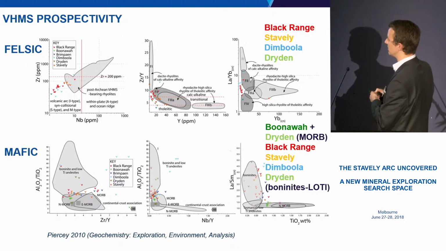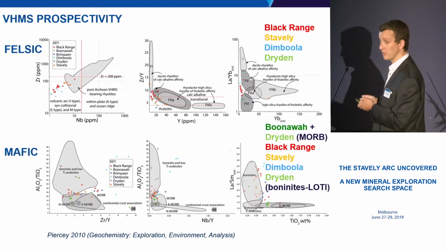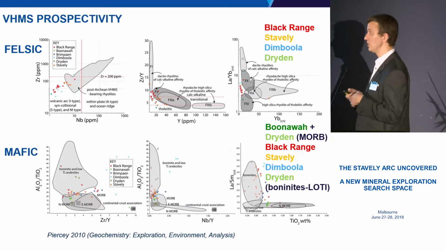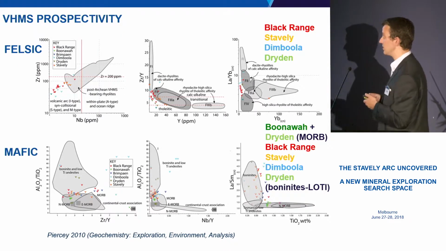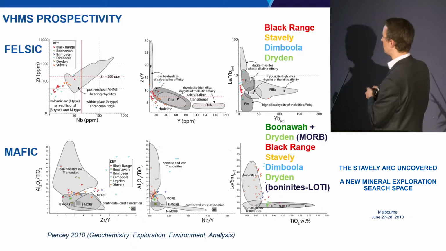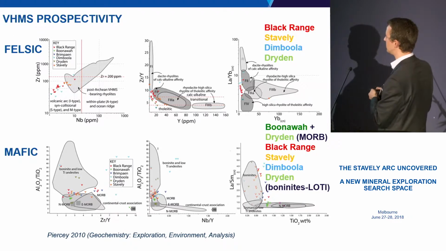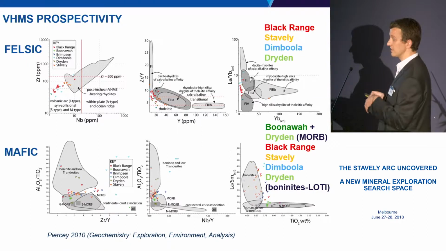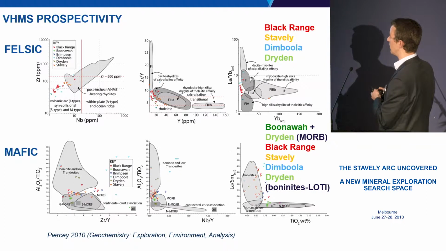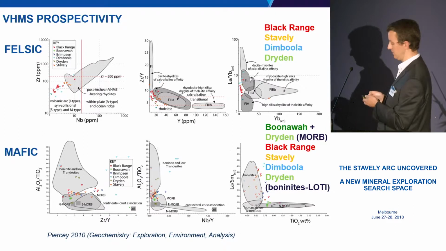One style of mineralisation is associated with those boninites, so we could have potential for early VMS style mineralisation in the fore arc, but also we see an association with MORB type chemistries, so that would be in the back arc. So the Bunawa and Dryden and MORB, and the Black Range, Stavely, Dimboola and Dryden are all in the boninitic low titanium andesite field.